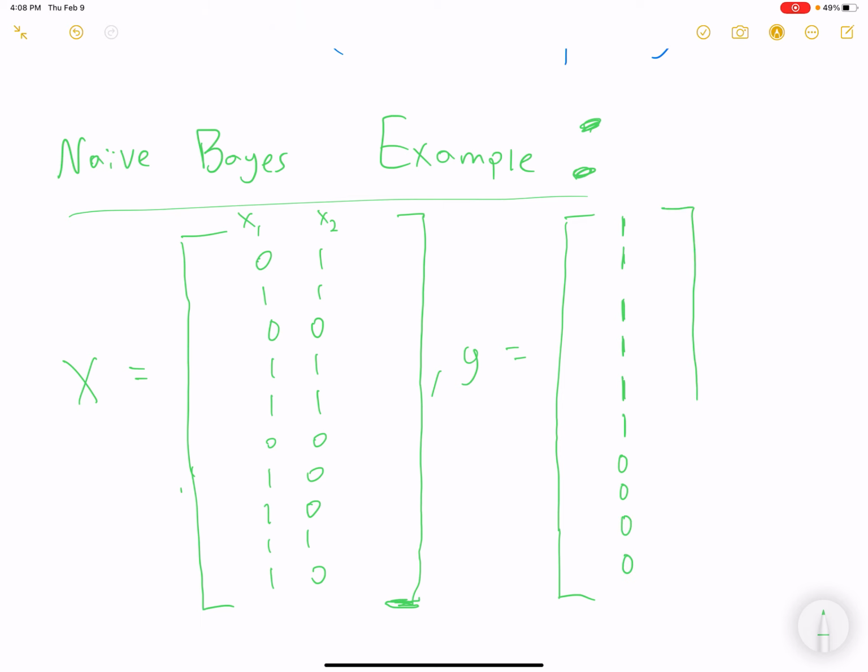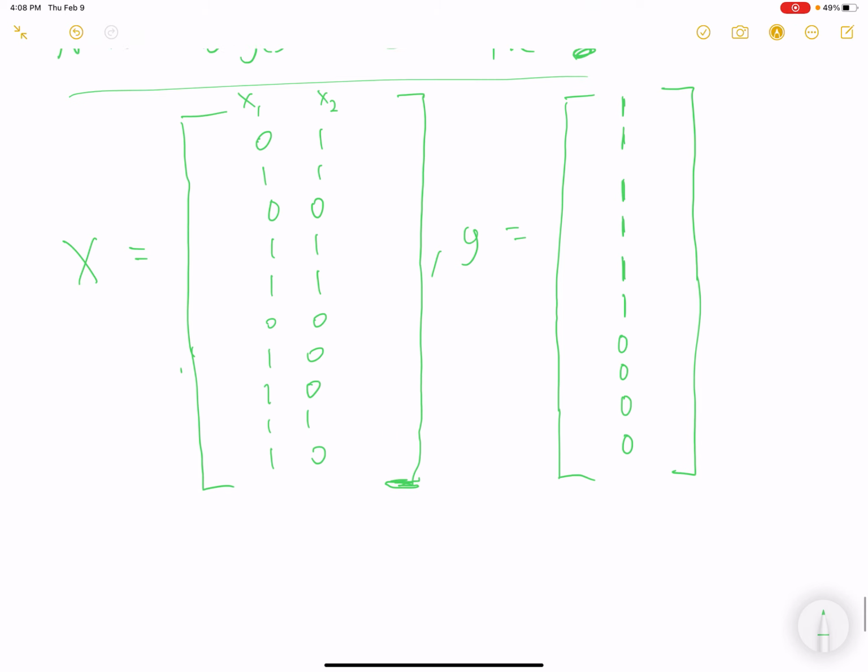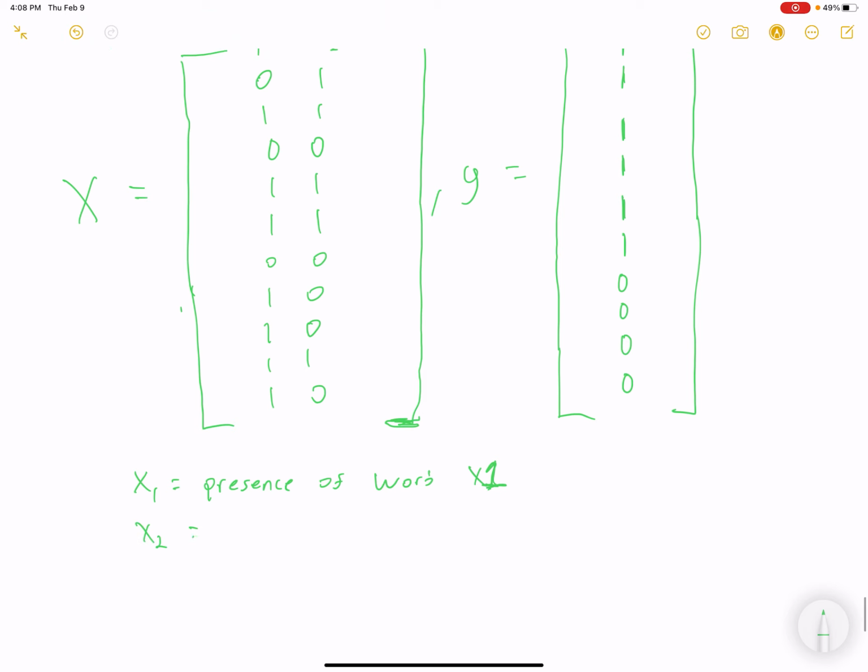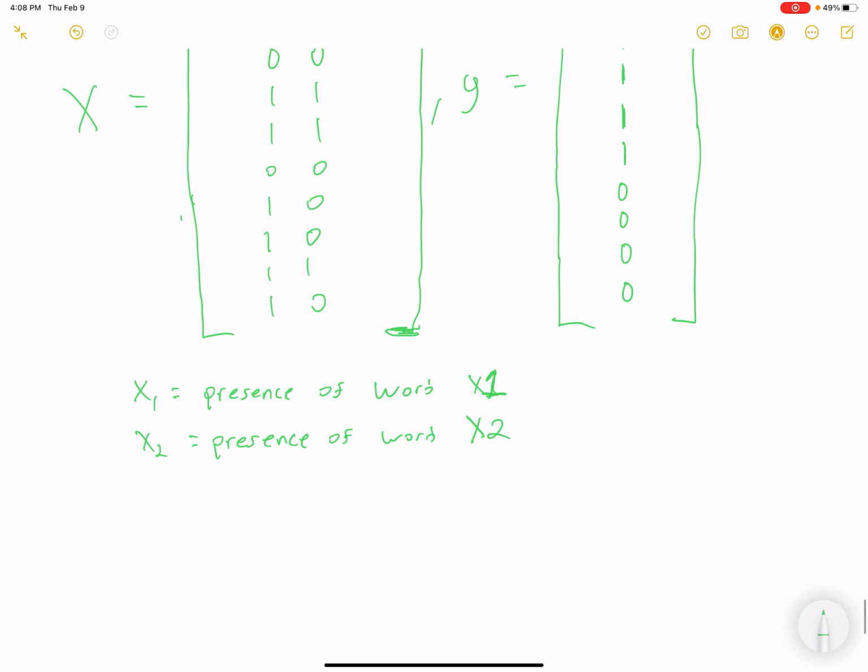Sorry, what's x1 next to again? The presence of, so we could say x1 is the presence of word x1. I don't know, I won't specify the word for this example. And x2 is the presence of word x2, just abstractly speaking.